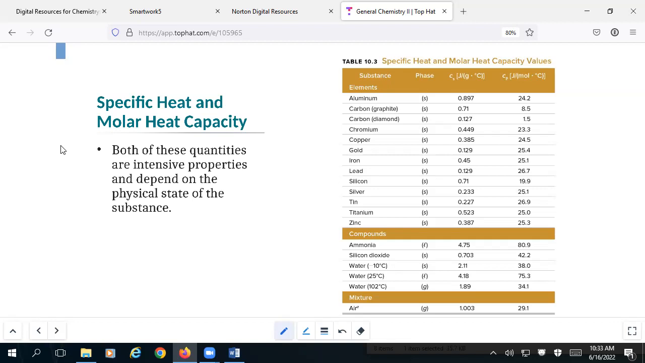So you can see that, for example, metallic substances like these all have relatively low heat capacities, relatively low specific heats, and that makes sense. Metals are extremely good at conducting heat. So since they're good at conducting heat, it's not going to take much energy to raise their temperature. And on the flip side, it's not going to take much energy to get them to lose all of that heat.